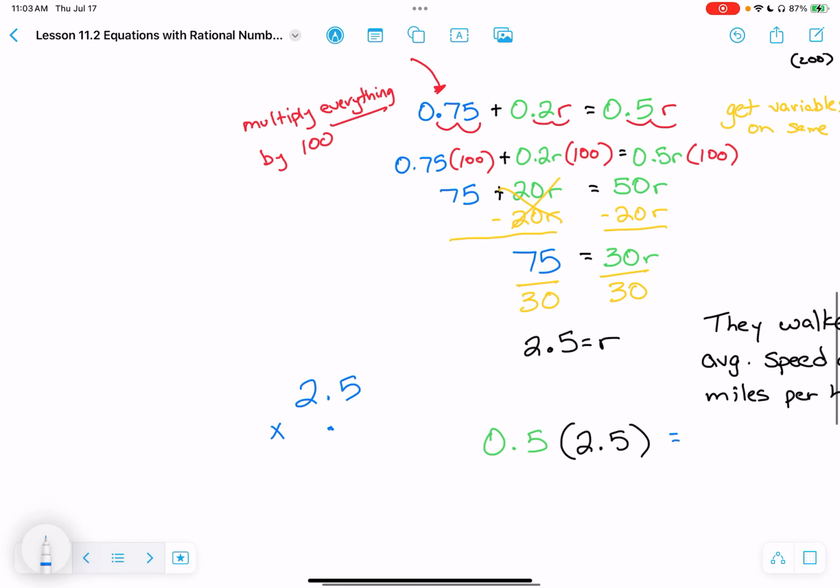I don't have a calculator handy, so let's do this old school. So the zoo is 1.25 miles away.